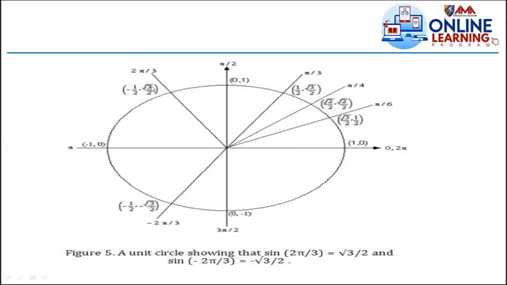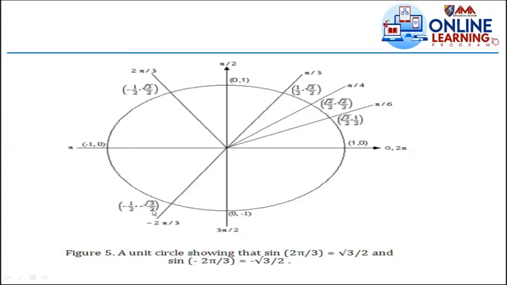Okay? Ito po siya, no? Kasi nag-rotate po tayo dito, kaya yung value ng x natin is negative 1/2. Kasi opposite direction siya, no? Okay, so we have square root of 3 all over 2. And sine negative 2 pi all over 3 is negative square root of 3 all over 2.